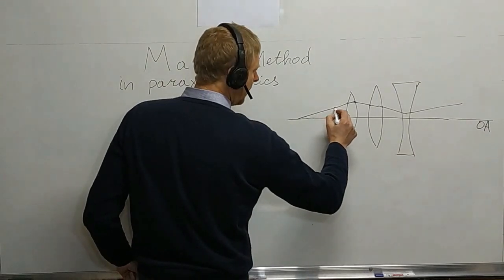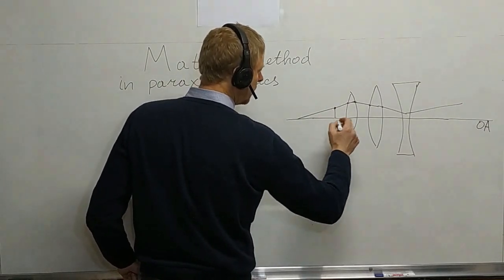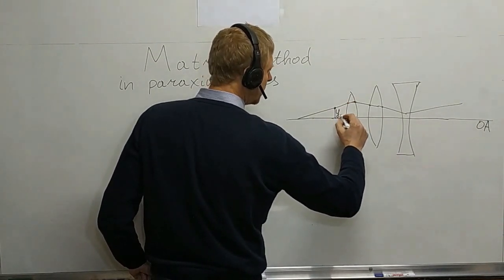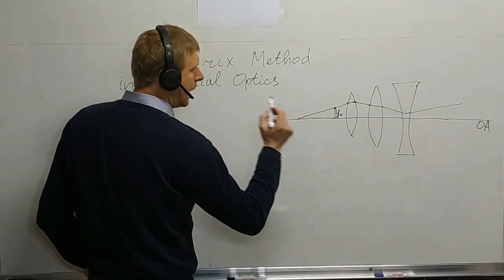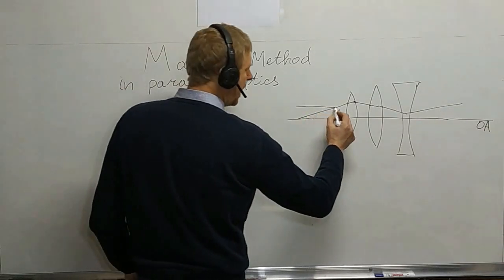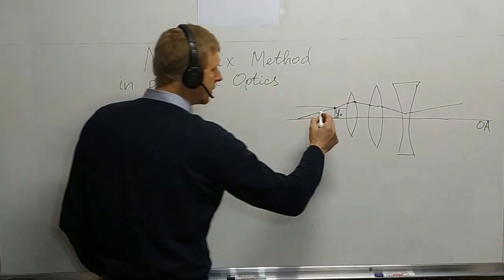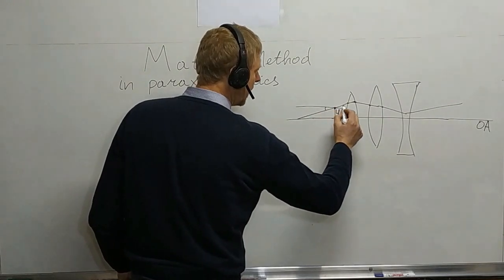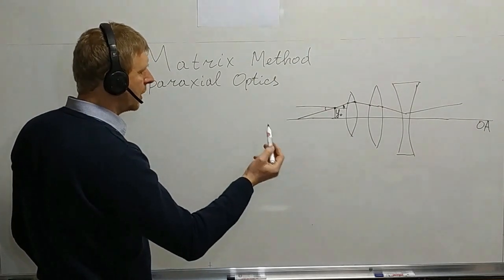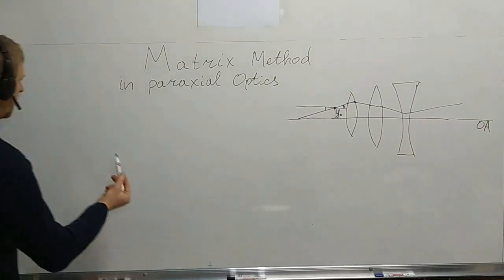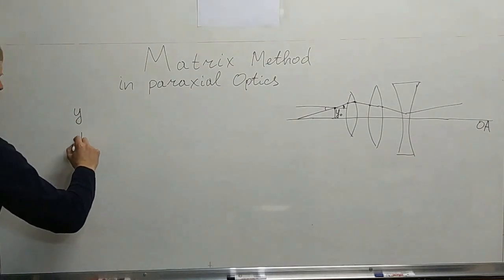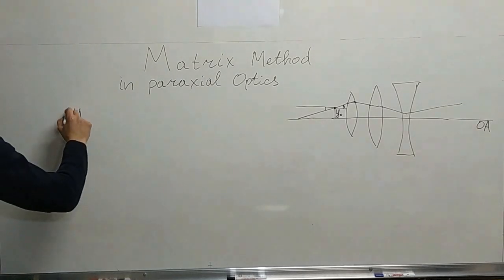So now at each point I have the height of the ray, the distance from the optical axis to the ray, which is, let's say, y0, and the angle which the ray makes with the optical axis. So this angle. So for each point, the ray can be characterized by two numbers which can be written as y and alpha.